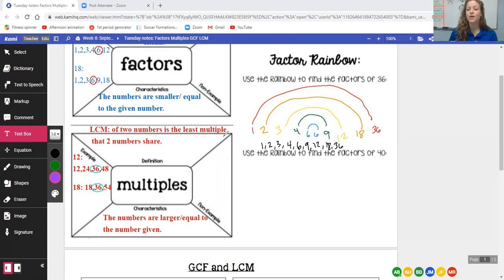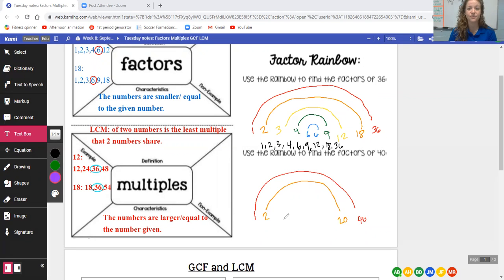Okay, we're going to do the rainbow factors for 40. I want you to take a minute and go ahead and try this one on your own. So you can pause the video and go ahead and try it before we go over it. All right, so 1 times what equals 40? Good, 40. Okay, then we would go to our next number, which would be 2. 2 times what is 40? Good, 2 times 20.